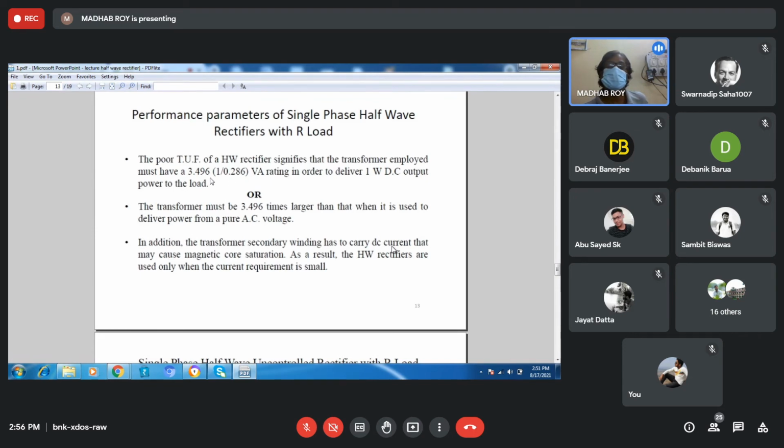So that means for some amount of power extracted from the DC load, the transformer size should be very much higher. Because of the half wave rectification, the transformer must be 3.496 times larger than when it is used to deliver power from a pure AC source. In addition, the transformer secondary winding has to carry DC current that may cause magnetic core saturation. Already we have told. As a result, half wave rectifiers are used only when the current requirement is small.